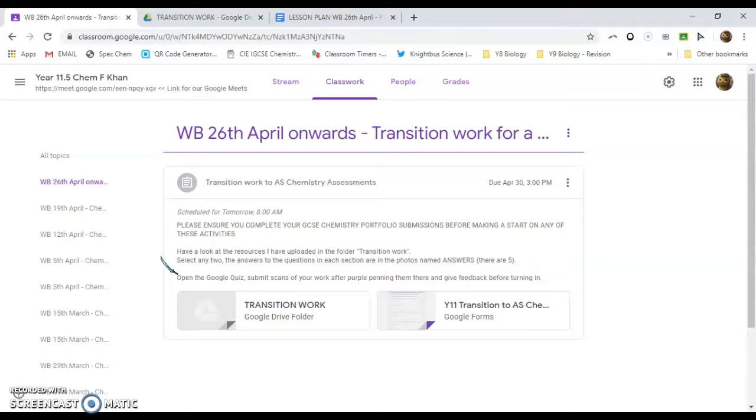But it is also important that you make sure that you use the opportunity to complete your chemistry portfolio. So if you are getting a little bit behind, I do not mind you submitting the portfolio submissions and then submitting just one piece of transition work for A-level chemistry. That's okay, and as long as that really does help you complete the task that you've been given to do by the end of this week, that's absolutely fine.